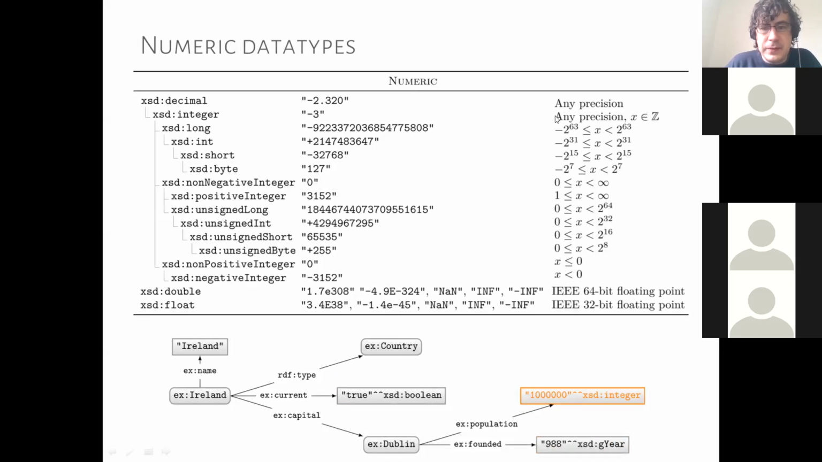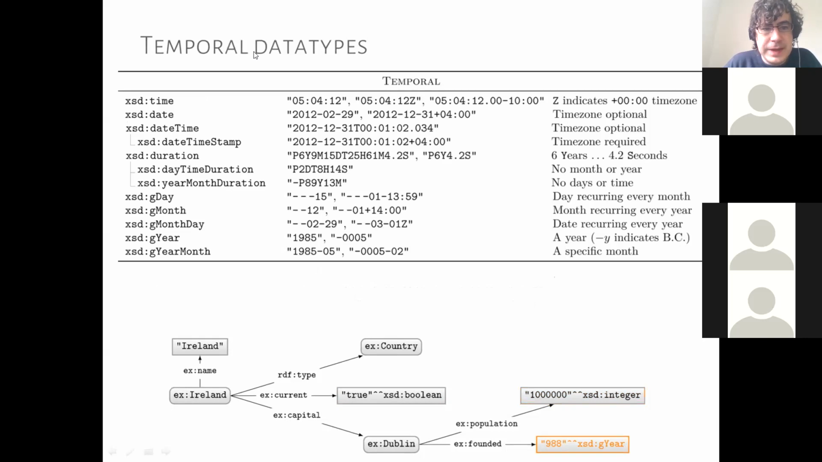Here we have different examples and some comments about when they're suitable to use. We have temporal data types, which are to do with times and dates and so forth. We have a way to represent time in a standard way, which can also have a timestamp with Z indicating the 00 timestamp. We can have dates, and dates can also have time zones. We have date times and date time stamps, with the difference being that in date time stamps, the time zone is required. And this is useful for ordering.